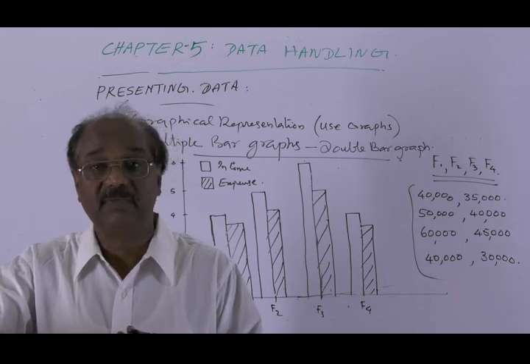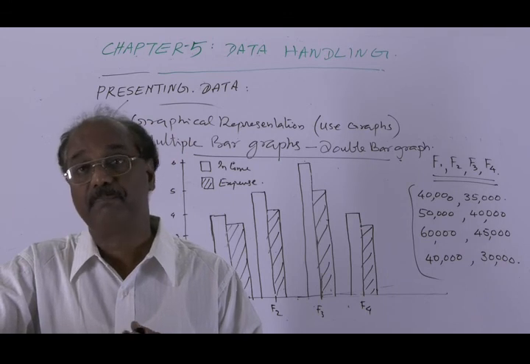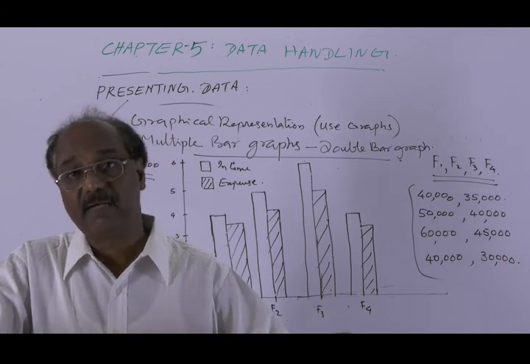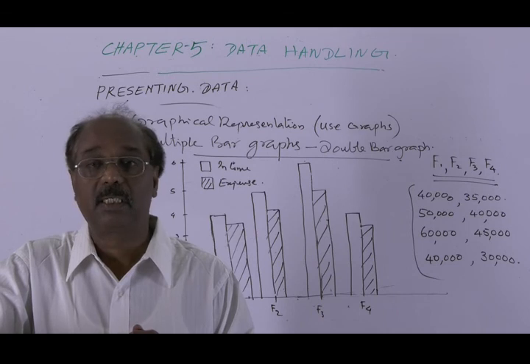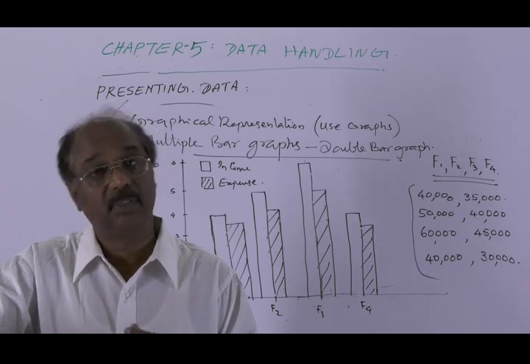Okay, so this is the way in which we construct this double bar graph. If three data values, similarly we can draw the triple bar graph. Okay, that's all.